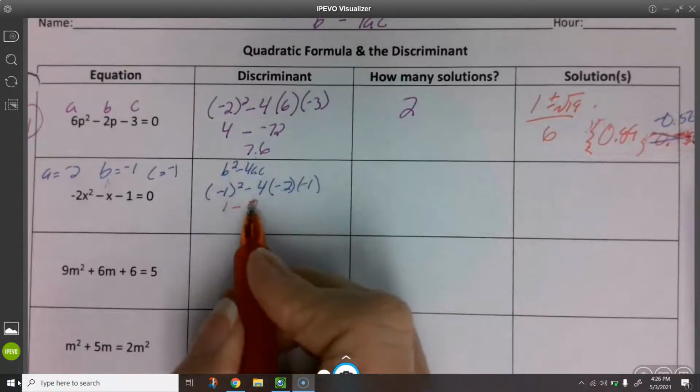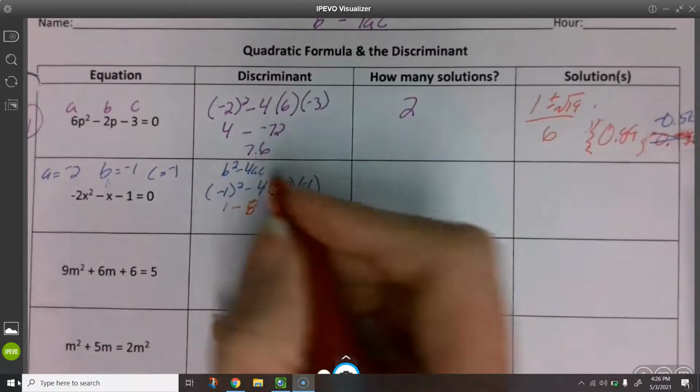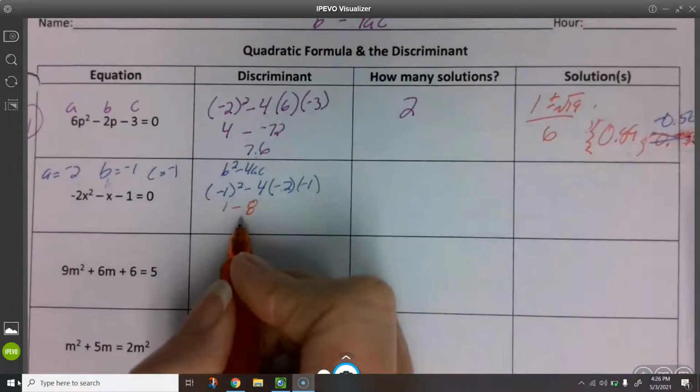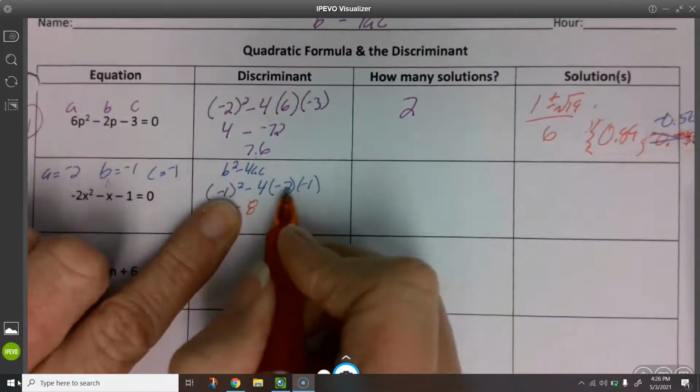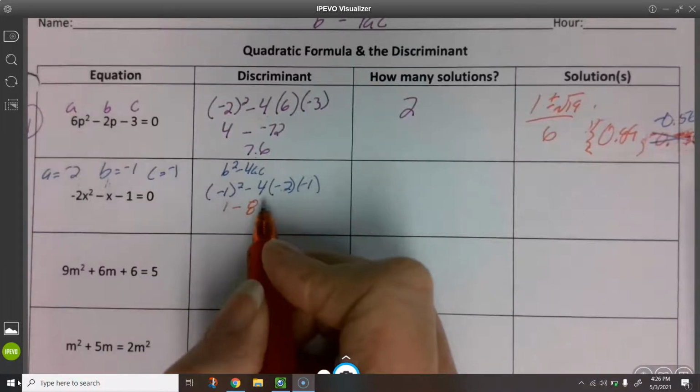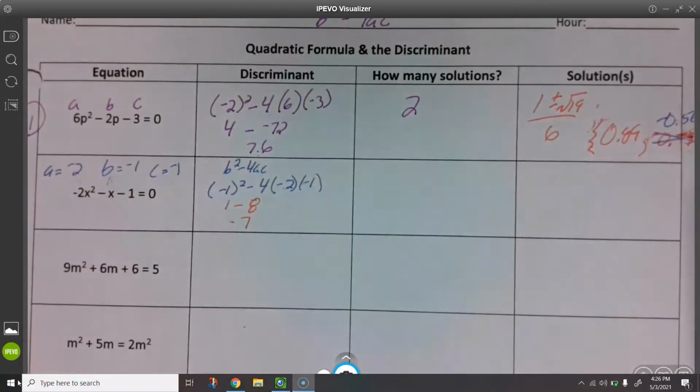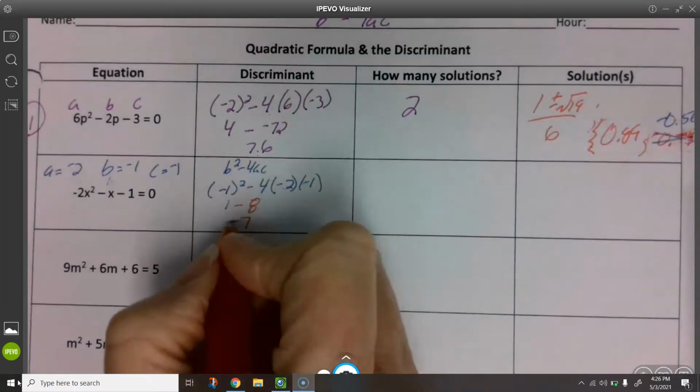But look, I have 3 negatives. So it comes out to be a minus 8. You see that? So I leave this minus. These two turn into positives, negative times a negative. So it's just 1 minus 8. So that gives me negative 7. Whoa, I get a negative under a radical.